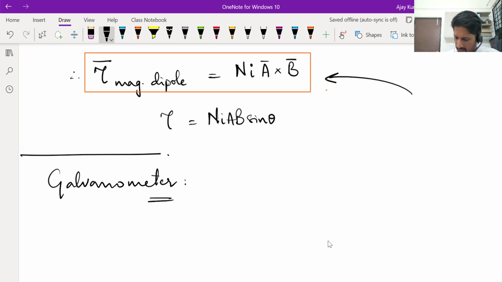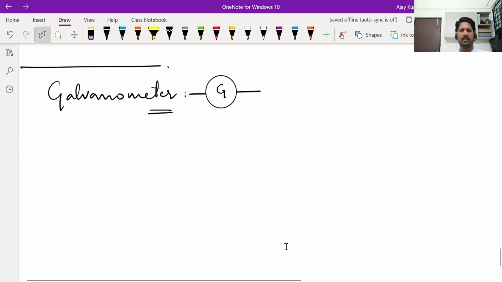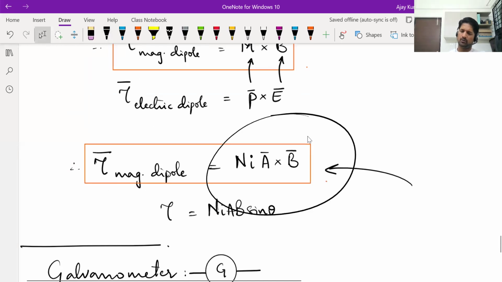One of you tell me, what is a galvanometer used for? For finding out small currents. To detect small currents. Okay. So basically, it's a device which shows deflection depending on the current passing through it. Deflection means rotation. Rotation requires torque. That is why they used this idea to build a galvanometer.